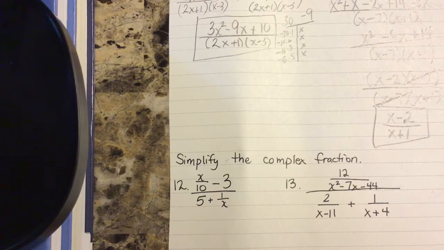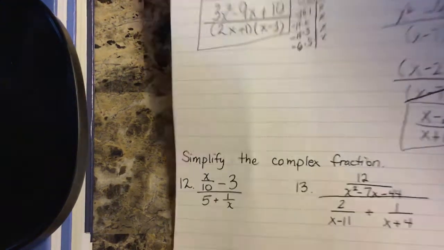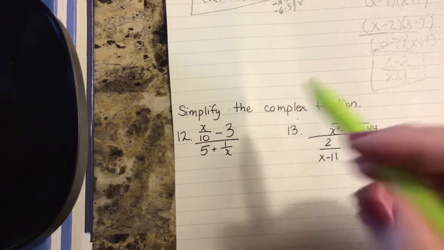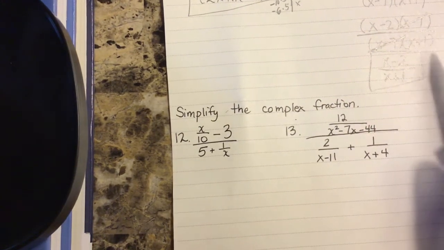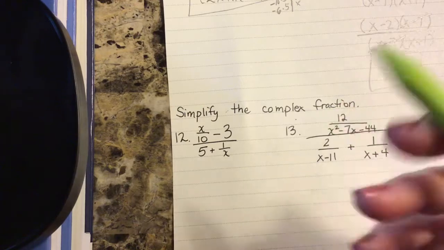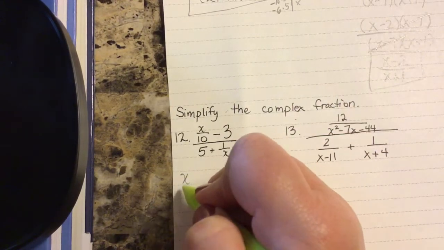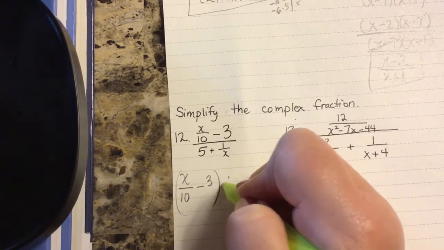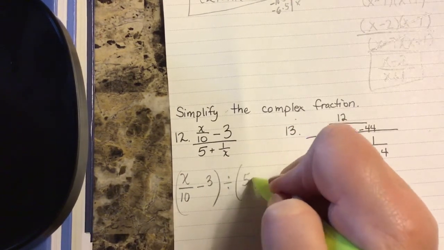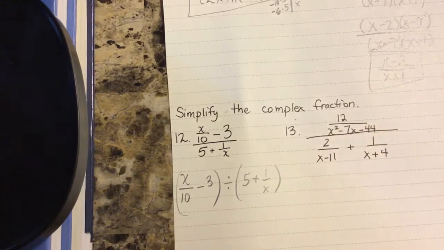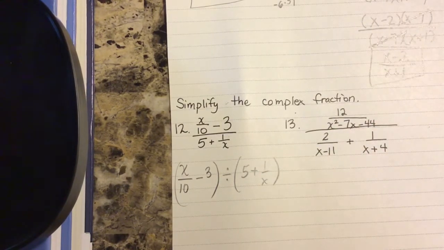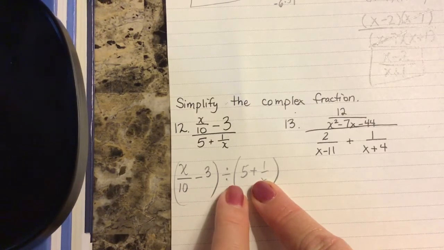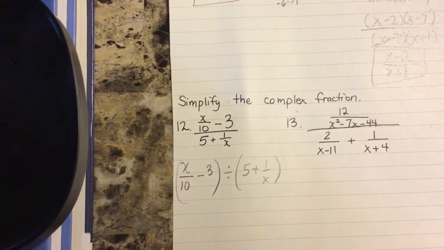For the last two problems, I want you to notice, it's probably going to take me a lot of space. I probably should have done this on one page and this on another page. First of all, I have this problem: x over 10 minus 3 divided by 5 plus 1 over x. So I've got a lot of things going on. I need to do the numerator and the denominator first. Then I'm going to multiply by the reciprocal. So I think I'll just work with that first.